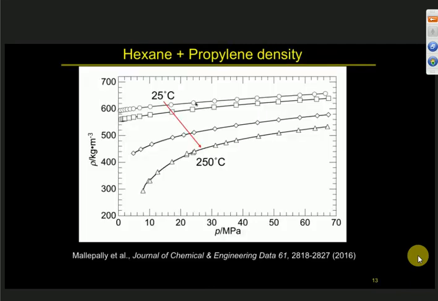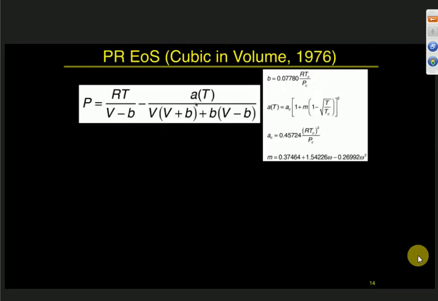Then after we measure this experimental data, we use a standard Peng-Robinson equation of state as a model for calculating the phase behavior and density. This is the Peng-Robinson equation that we see in chemical engineering textbooks. It is a cubic form in volume.